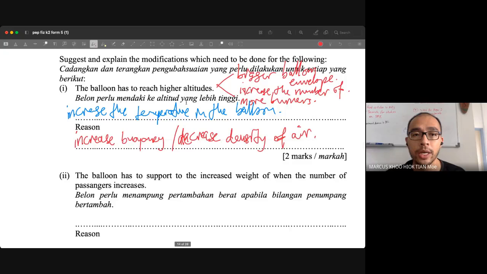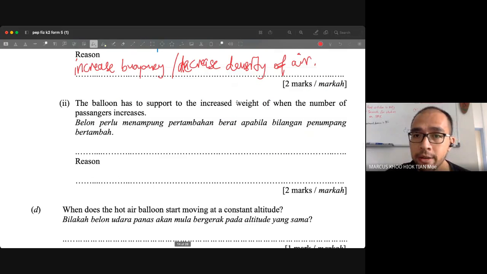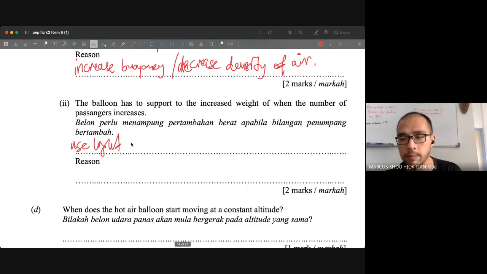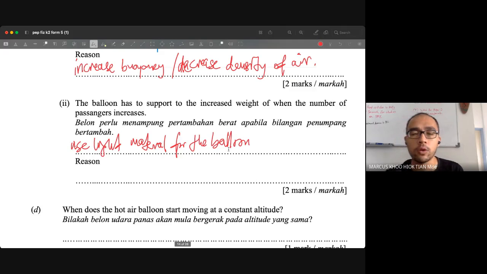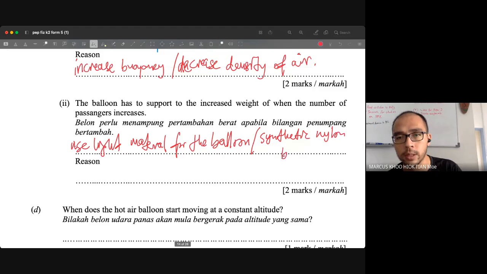step. Okay, second one, the balloon has to support the increased weight when the number of passengers increases. This one actually is use light material for the balloon. Those of you who remember, I'm putting remember with inverted commas, the black book will know that the black book writes this word lah, synthetic nylon balloon. Which I will also accept lah, use a synthetic nylon balloon.